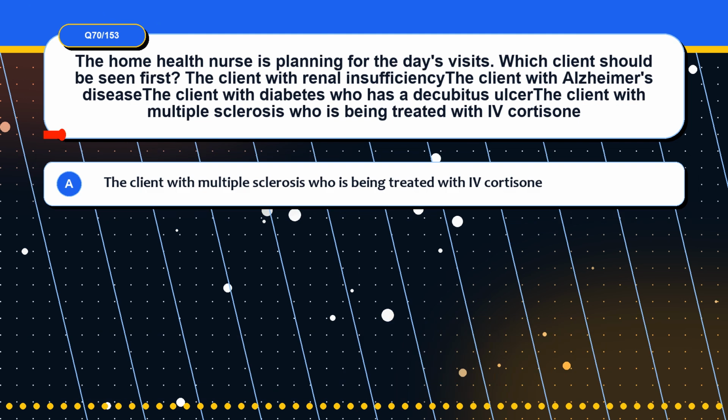Question 70. The home health nurse is planning for the day's visits. Which client should be seen first? The client with renal insufficiency, the client with Alzheimer's disease, the client with diabetes who has a decubitus ulcer, the client with multiple sclerosis who is being treated with Solu-Cortef. Here are the options. Option A. The client with multiple sclerosis who is being treated with Solu-Cortef.